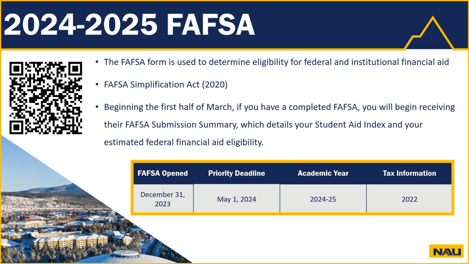Each year, the FAFSA will use information from the prior year, meaning that for the 2024-2025 academic year, it will rely on your 2022 tax year information. This adjustment ensures that the FAFSA accurately reflects the family's financial situation. If you have not already done so, I highly recommend completing the 2024-2025 FAFSA to unlock potential financial aid opportunities. We have provided a QR code to the FAFSA here.